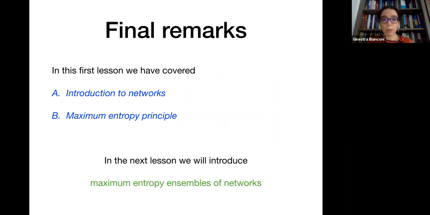So here I reach my conclusion for today. In this first lesson, we have covered an introduction to networks in general. What is a network? What is an adjacency matrix? What are the universality properties and the degree distribution? And then I have presented this maximum entropy principle, which is a fundamental property in information theory and, as your colleague has noticed, is also very much used in other disciplines, including physics and statistical mechanics. And in lesson 2, we will merge these two topics, and we will speak about using the maximum entropy principle to really model networks.